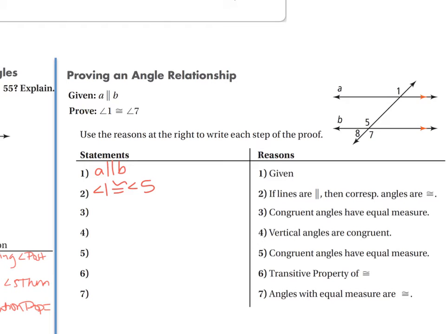This next part I disagree with because they're doing a step that's not productive, but we're just going to fill it out and not complain. So congruent angles have equal measure. Those angles are congruent, so the measure of angle 1 must equal the measure of angle 5.